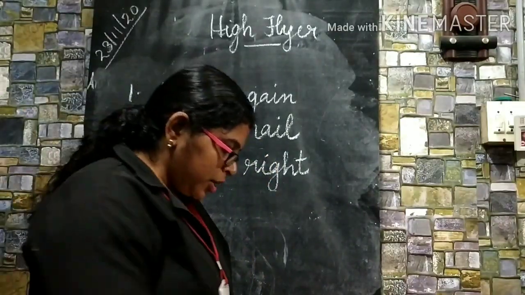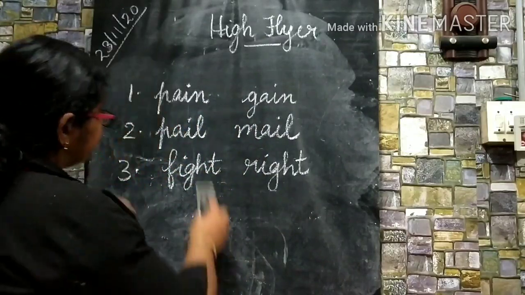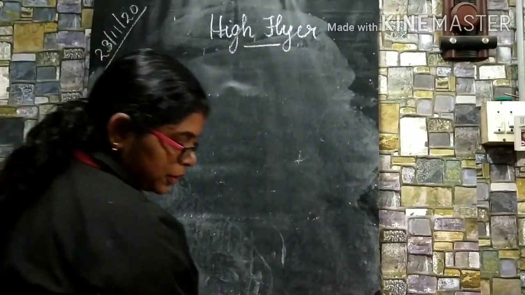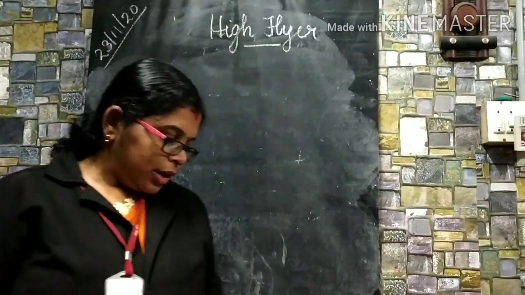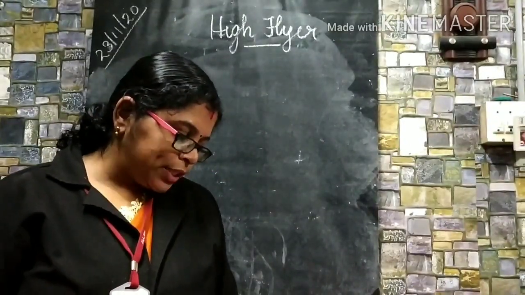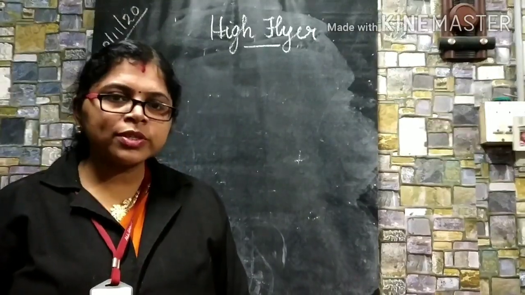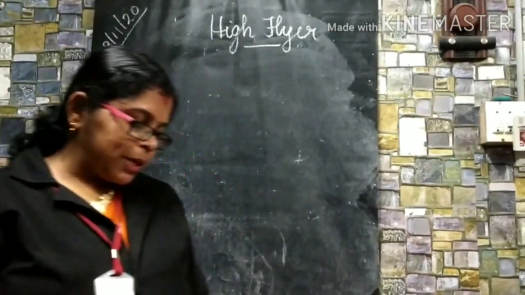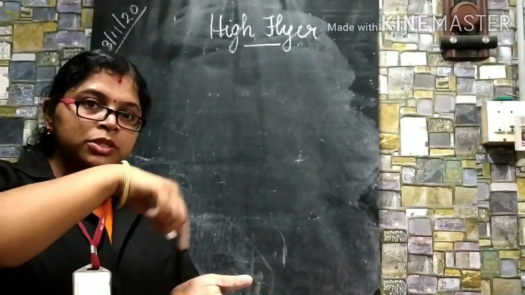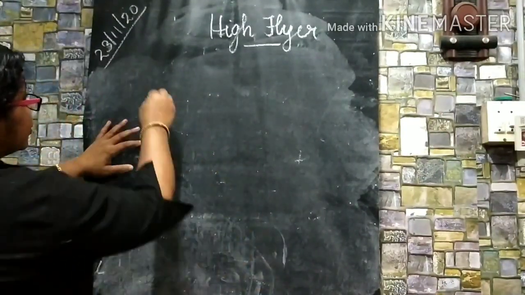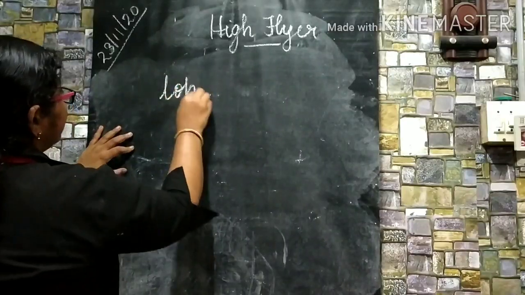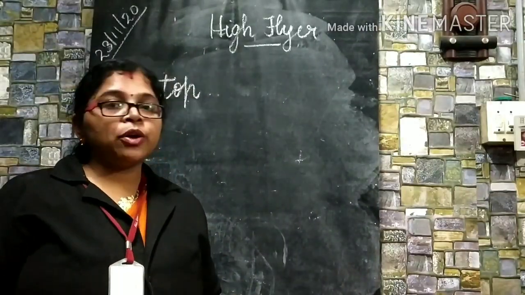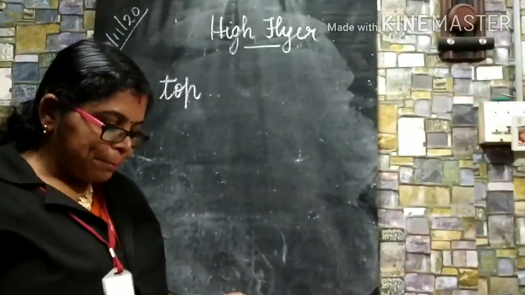Okay. Now come to the last portion, F, fun time. Rest no need to do. What are the names of these things? Some questions are given. You have to say what it is. First one, a toy that spins on its own. What is it? Top. T-O-P. Second one, something you spread on your bed.